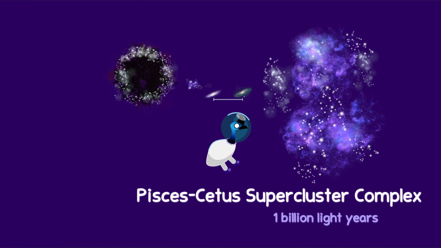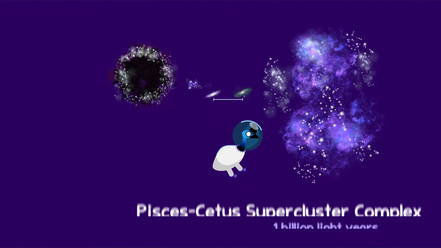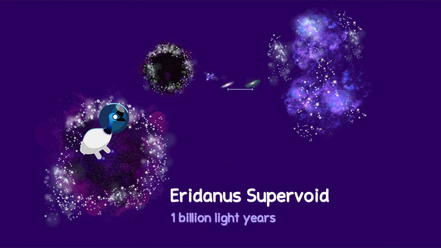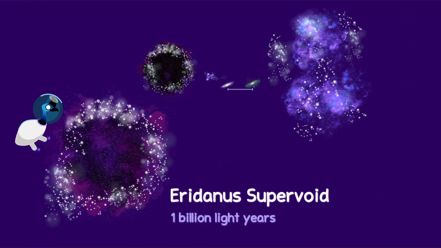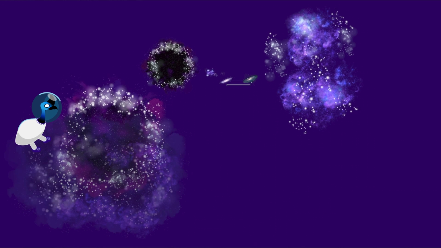Pisces-Cetus supercluster complex, 1 billion light-years, a large-scale cosmic structure in the universe containing multiple galaxy clusters and groups. Eridanus supervoid, 1 billion light-years, a vast region of space indicated by an unusually low density of galaxies and matter.